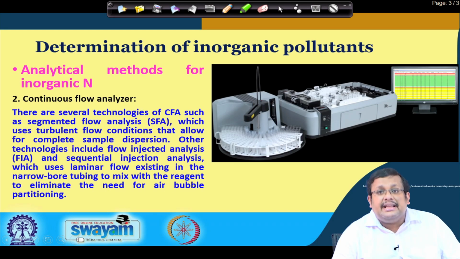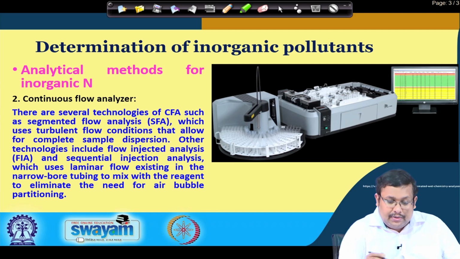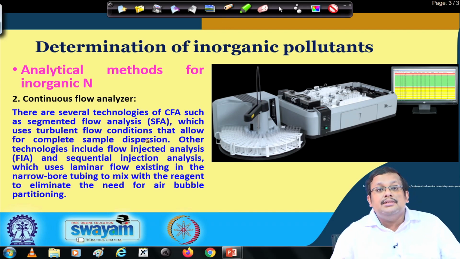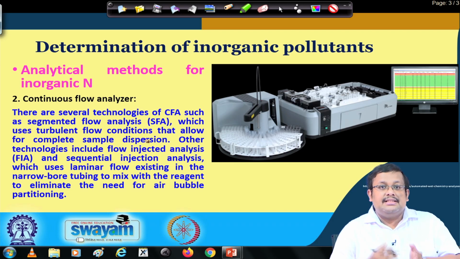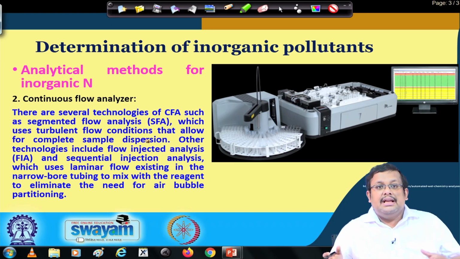Now, there are several techniques of continuous flow analysis, such as the segmented flow method or segmented flow analysis, in short we call it SFA, which basically uses turbulent flow conditions that allow for complete sample dispersion. So, SFA deals with the turbulent flow condition that allows for complete sample dispersion. And another technique for continuous flow analysis is known as flow injection analysis. In short form we call it FIA.